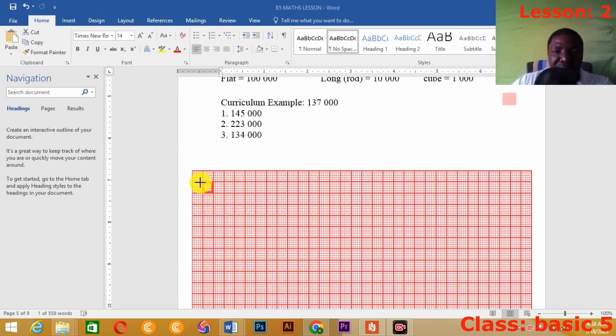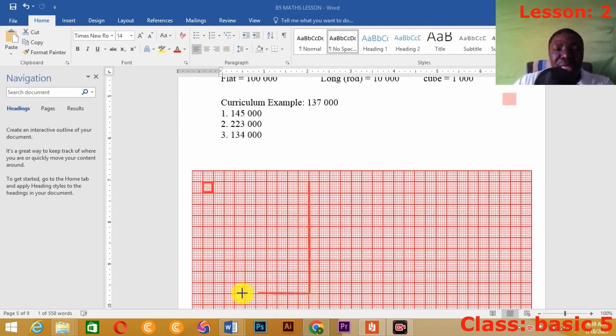That's 1 centimeter by 1 centimeter, representing 1,000. And this one also represents 1,000, 2,000, 3,000, 4,000, 5,000, 6,000, 7,000, 8,000, 9,000, 10,000. Okay, so from that 10,000, 1, 2, 3, 4, 5, 6, 7, 8, 9, 10. And from that 10,000 down to another 10 here, giving you another 10,000. Okay, so let's count it and see. 1, 2, 3, 4, 5, 6, 7, 8, 9, 10.